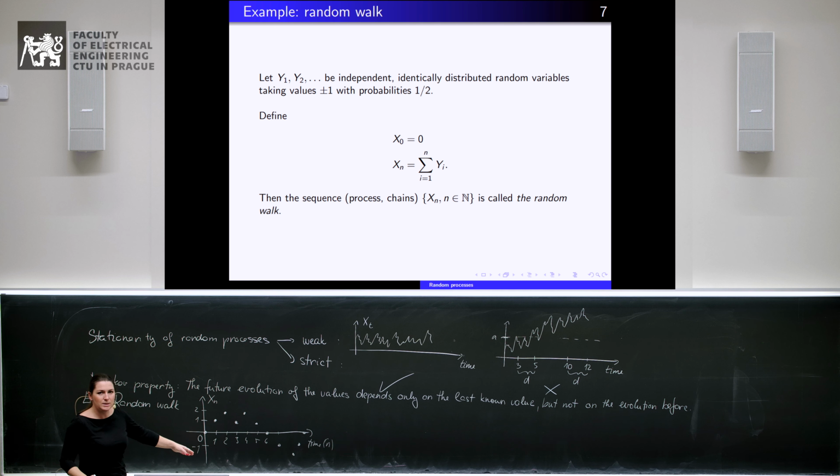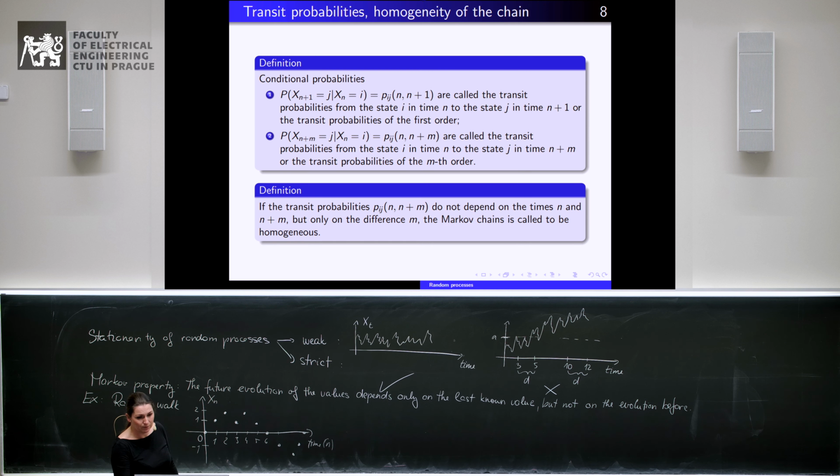So always when we are in some value, we can either jump or fall down for 1 unit, and we don't care about the previous evolution. And that's the Markov property. Of course, in practice, we will consider more sophisticated processes than this one, but this is really the basic example for your imagination of what this Markov property means.